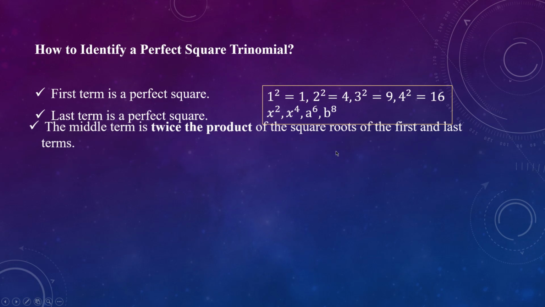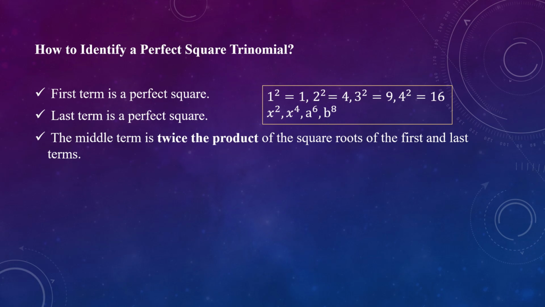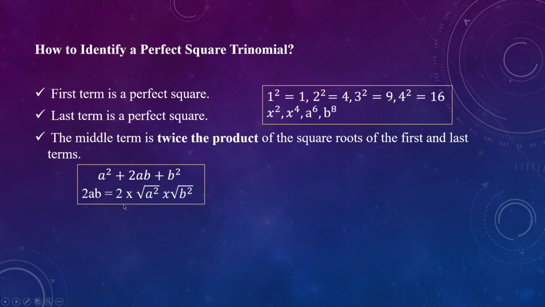And the middle term is twice the product of the square roots of the first and the last term. So this is the formula: 2 times, or twice, the product of the square root of the first term and the last term.